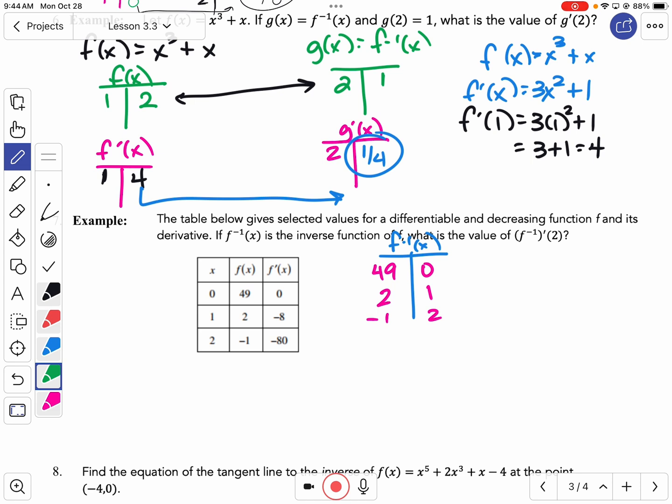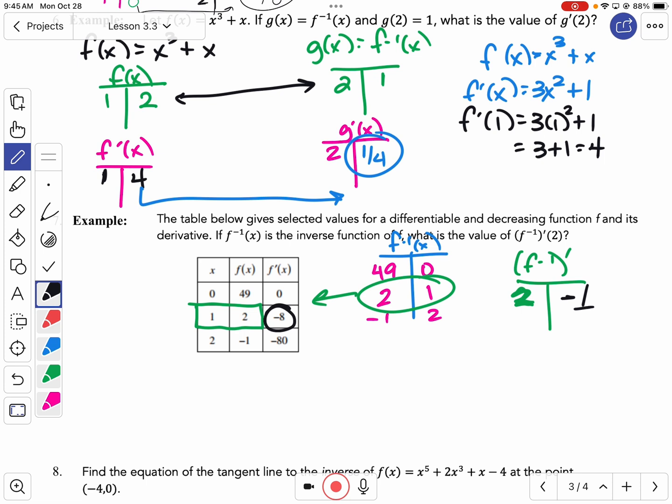Okay. So now let's talk about F inverse prime. I want F inverse prime at 2. So which X value are we going to look at on F? If F inverse is 2, 1, F is 1, 2. So that's the point I'm looking at. You switch them. Then I look at 1, 2. Well, what's my derivative of F right there? Negative 8. So what's it going to be on my inverse? Negative 1/8.